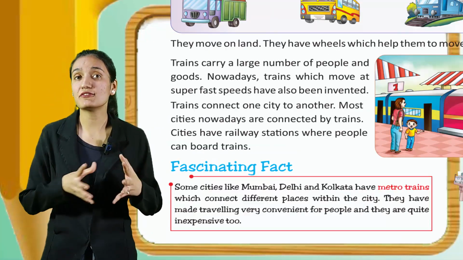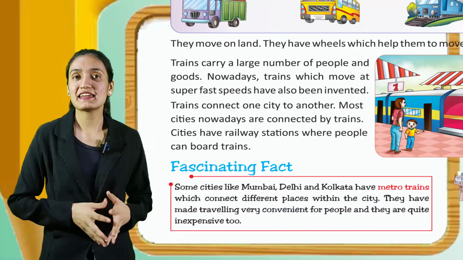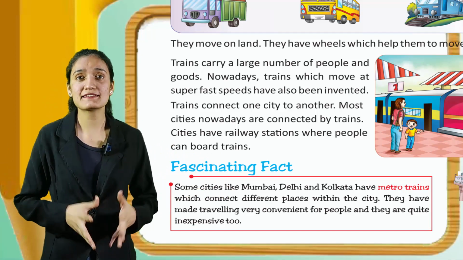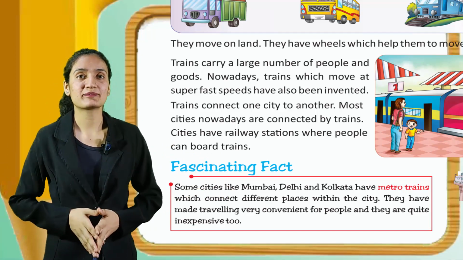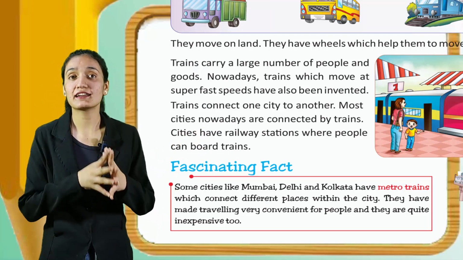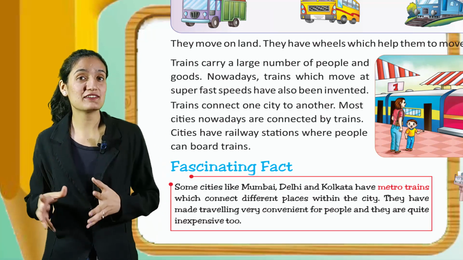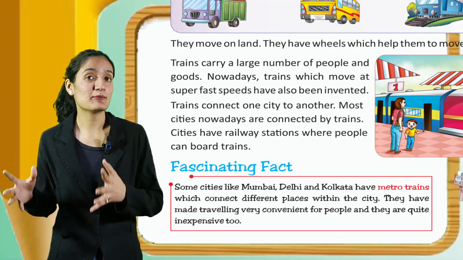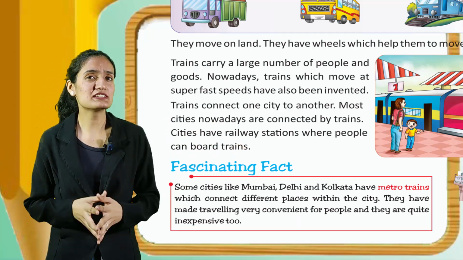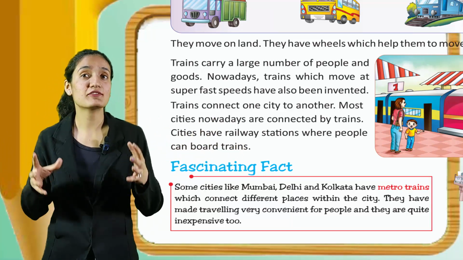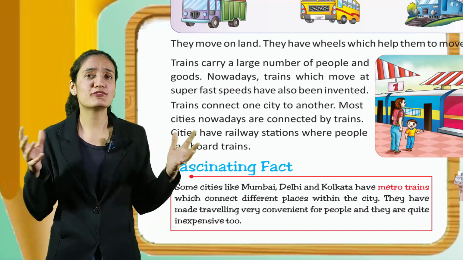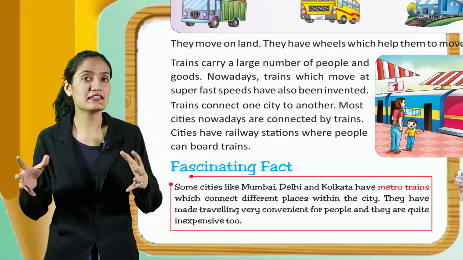They move on land, they have wheels which help them to move. Trains carry a large number of people and goods. Nowadays, trains which move at super fast speeds have also been invented. Trains connect one city to another. Most cities nowadays are connected by trains. Cities have railway stations where people can board trains. Here you can see a railway station. Fascinating fact, some cities like Mumbai, Delhi and Kolkata have metro trains which connect different places within the city. They have made traveling very convenient for people and they are quite inexpensive too.